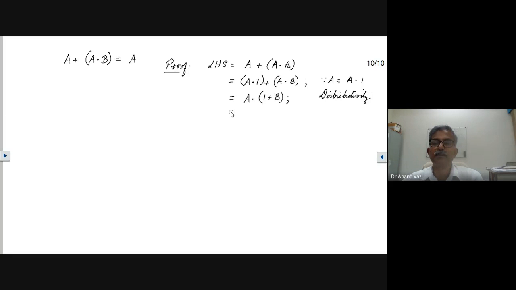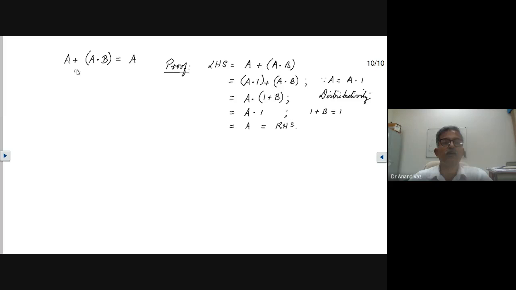And here you know that 1 or B is equal to 1 itself. So this is equal to A and 1. This is because 1 or B is equal to 1 itself. And so this is equal to A, which is equal to the right hand side. So this is how you formally prove. I expect you to be very meticulous while you are doing proofs, proper punctuations, etc.